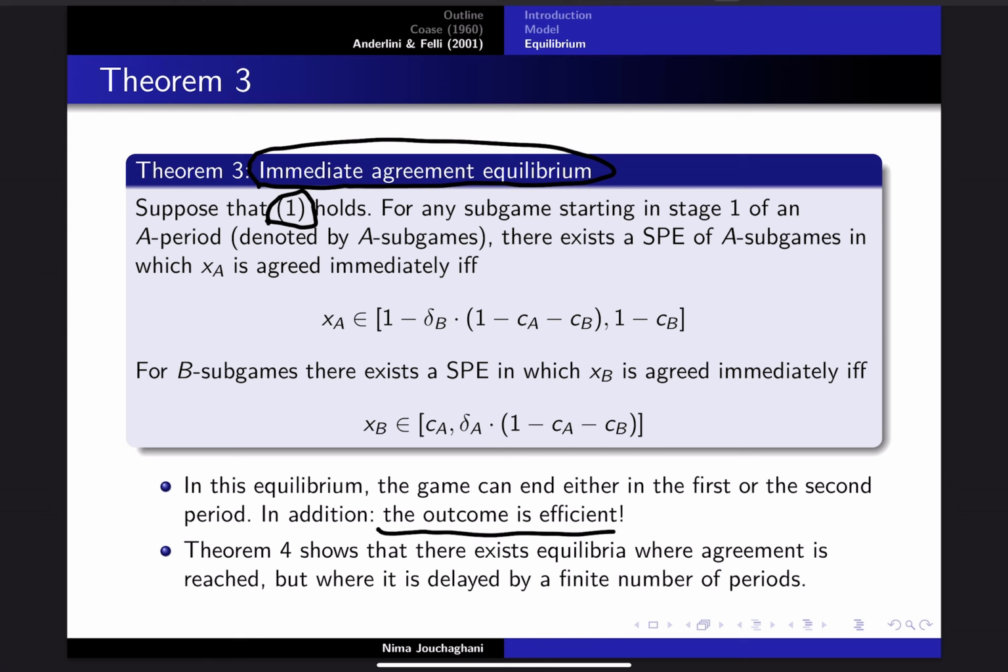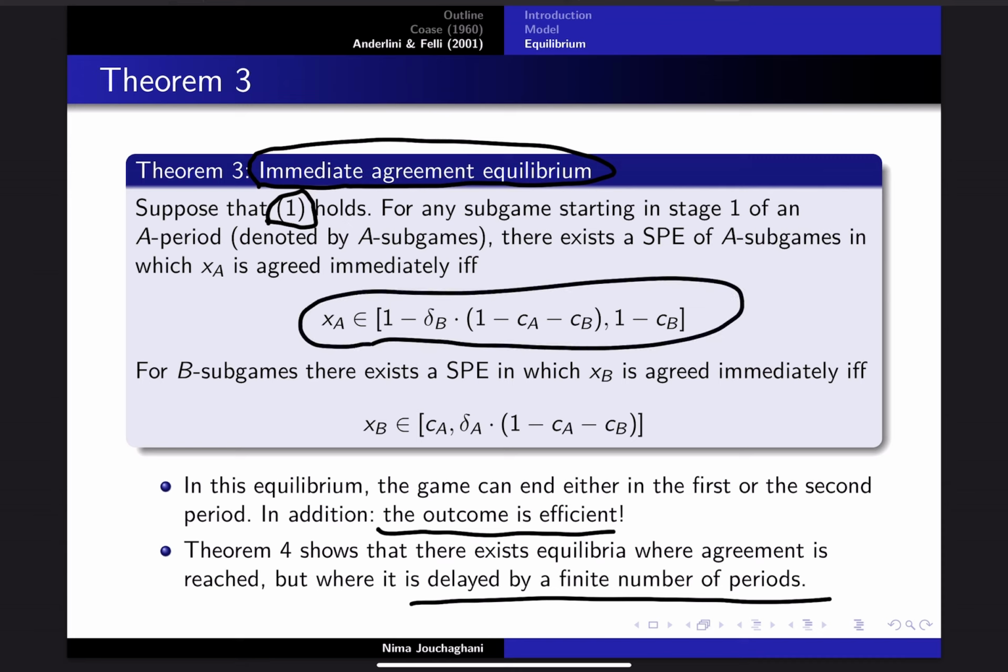Then there is also theorem 4, which I did not explicitly put here, but which shows that there exist equilibria where an agreement is reached, but delayed by a finite number of periods. Basically, the offers would be the same, depending on whether we are in an A subgame or a B subgame, a subgame where A is making the offer or B is making the offer. We can get the same result, but delayed by a finite number of periods. Of course the outcomes themselves would not be the same because they will get discounted more, but from a strategic point of view, those two types of equilibria are equivalent.